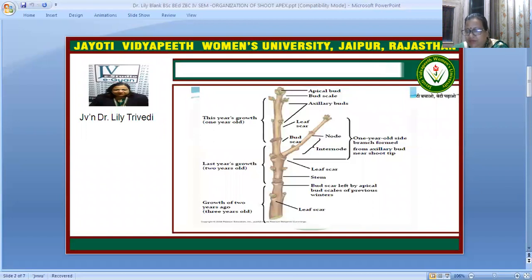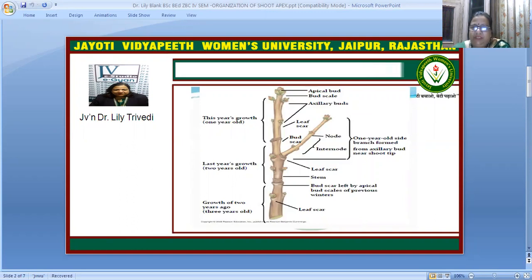After this, we have studied the histogenic layer theory and the cytohistological zones. We have also studied the regions of the shoot apex, in which different types of regions are present, and here I am showing you some pictures.